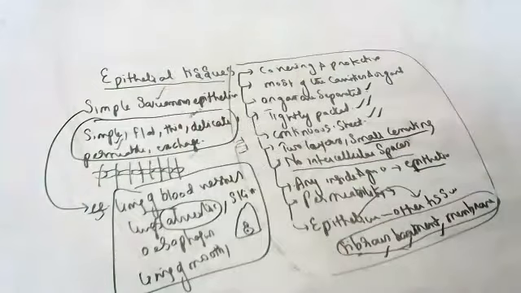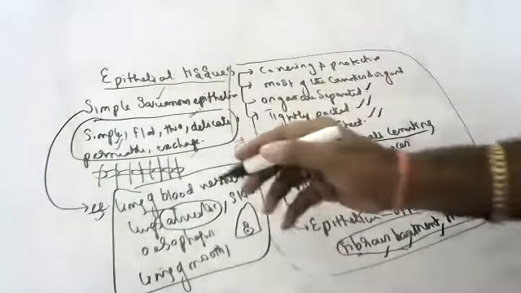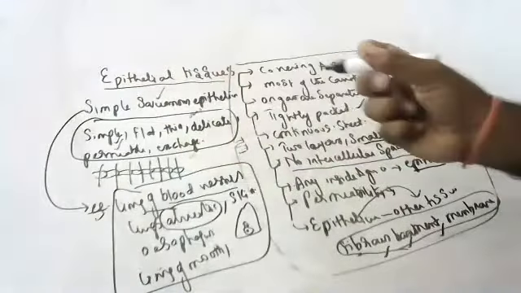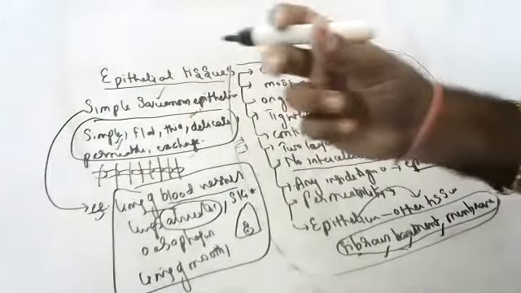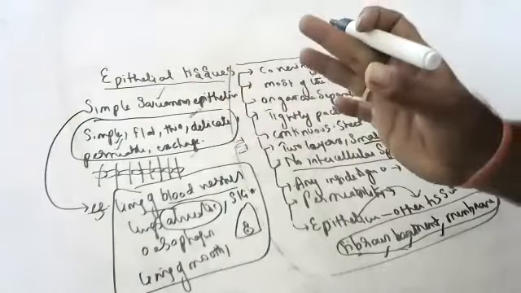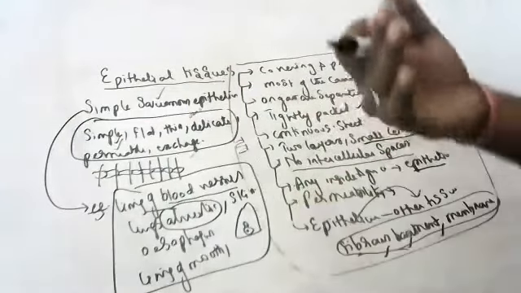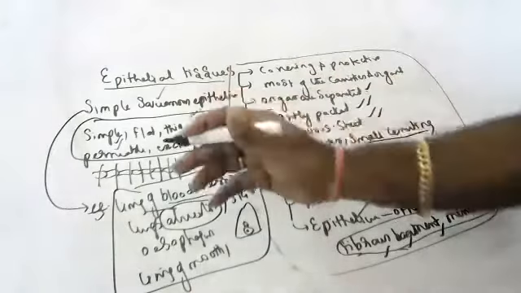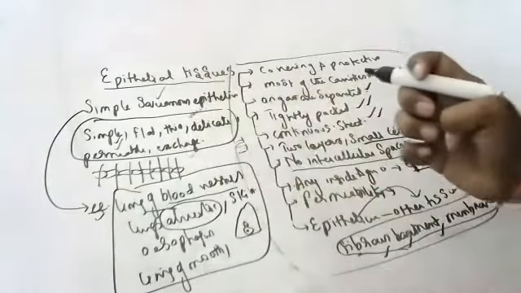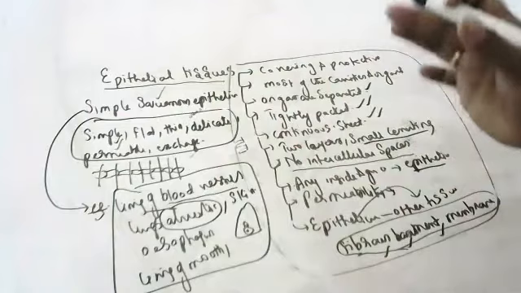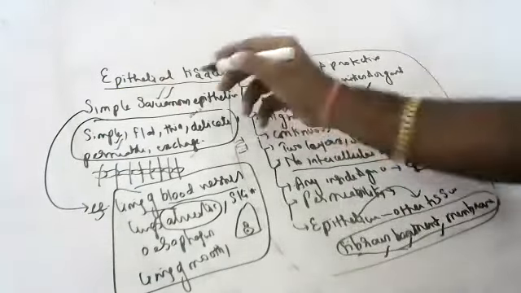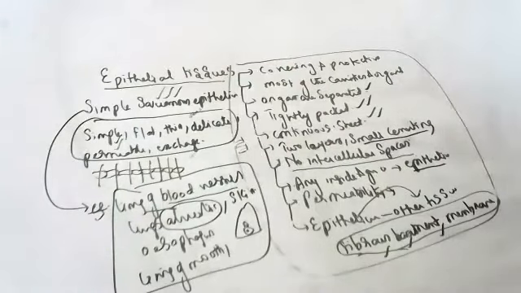Simple squamous epithelium. Wherever there is exchange of material, as in the lining of blood vessels. Through blood vessels also sometimes blood comes out, not in all places, but in kidneys and in alveoli, wherever it is required. So wherever exchange is needed, simple squamous epithelium is present.